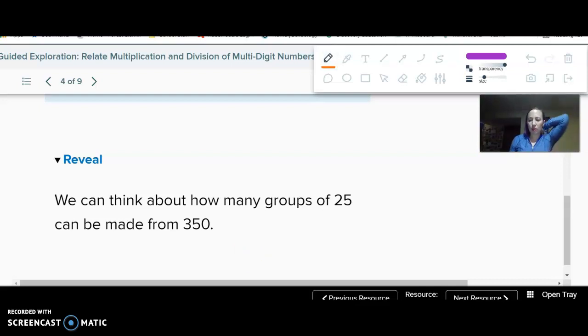So on your notes it says then we can use the multiplication problem to figure out, you can write, how many groups. That's really what division and multiplication are, just figuring out the number of equal groups it takes to get to a number.